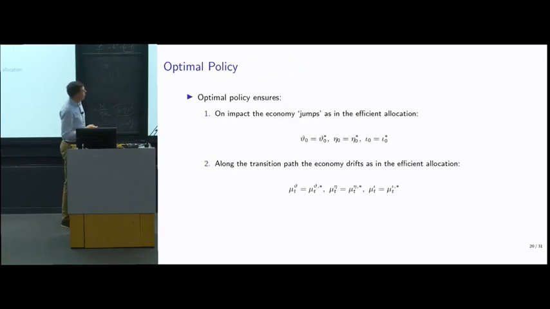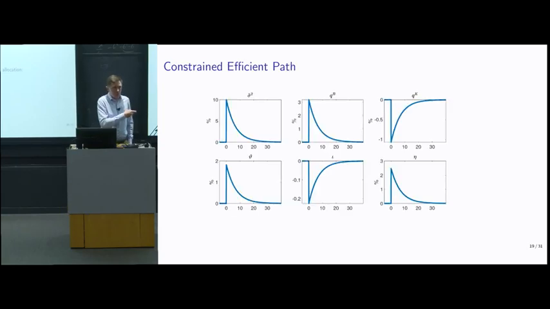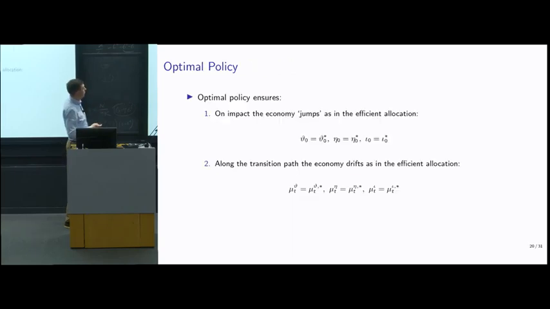Okay. So now let's think, how can we implement this? What we want to do is that in our competitive equilibrium model, when the shock arrives and the sigma tilde jumps up, we basically replicate this, so that the economy behaves exactly the same way it does under the constraint efficient planner. Essentially, what we want to ensure is that on impact, the economy jumps as in the efficient allocation. So sigma tilde suddenly moves, and we're going to have sudden jumps in all of our endogenous variables. And we want to ensure that they jump to the right point, as they do under the planner solution.